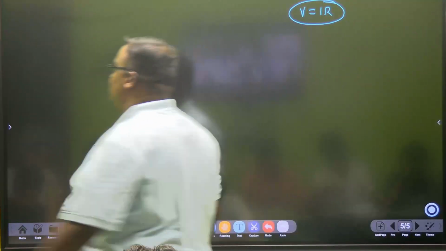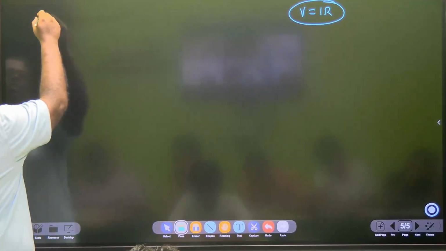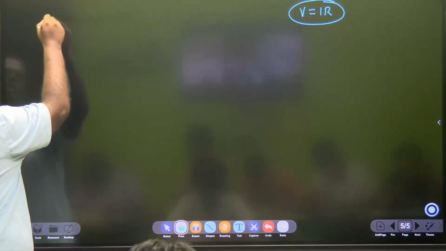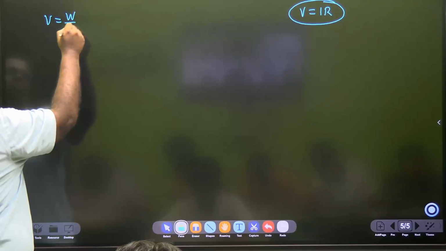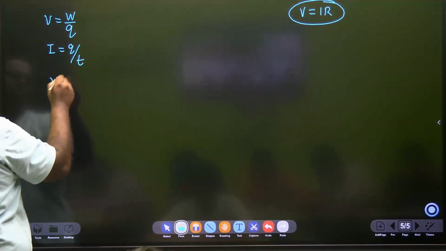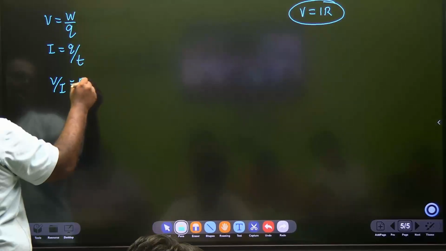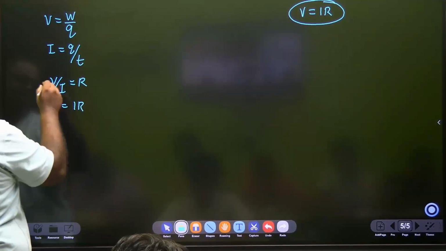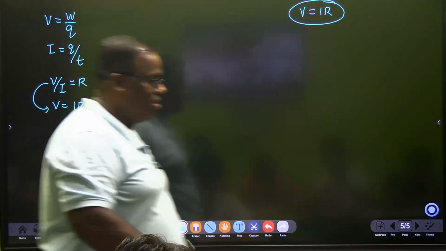So how many equations? We have not done any numerical so far. So we used to say voltage is always work done upon charge. Current is always Q upon T. V by I is equal to R. V is equal to IR. This has come from here only. So these are the new equations that you have learned.